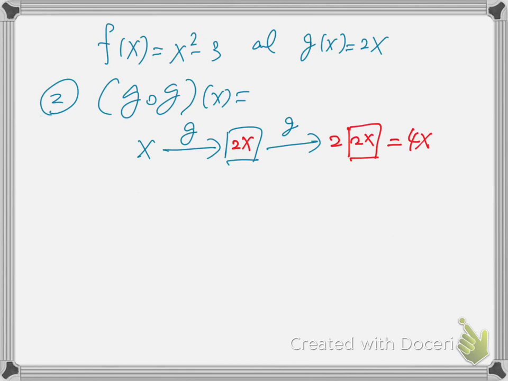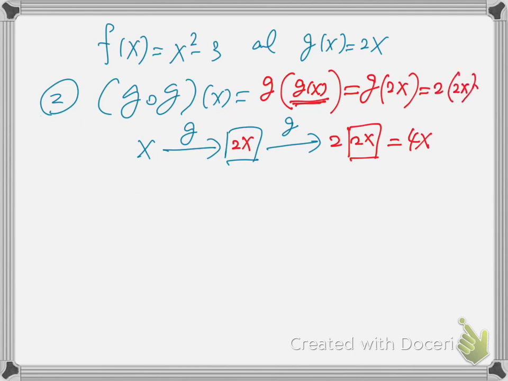4x. So if you use the definition, this will be g of g of x. So g of x gives you 2x, you get g of 2x, and then you get 2 times 2x, which is 4x. Okay, 4x. So same result, two different ways to write it down.